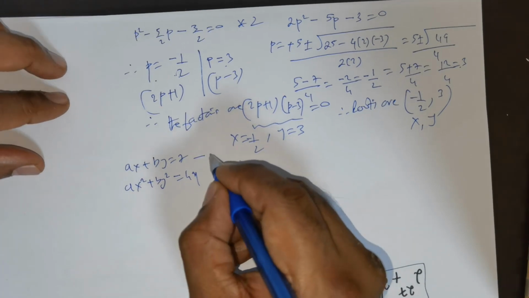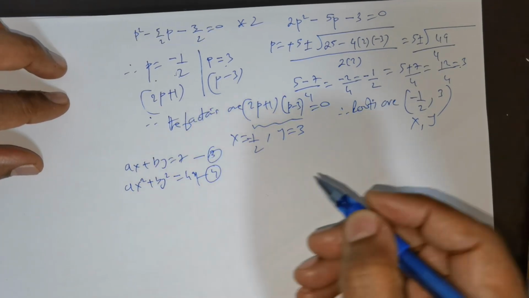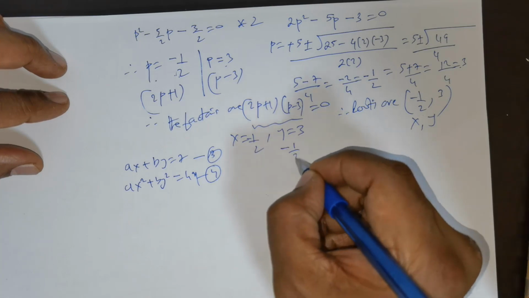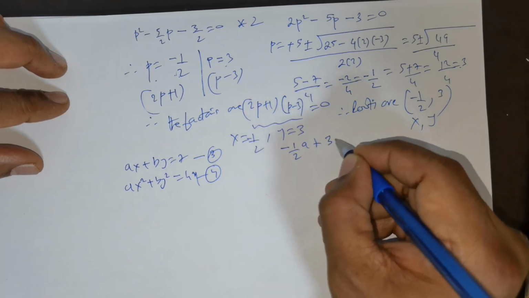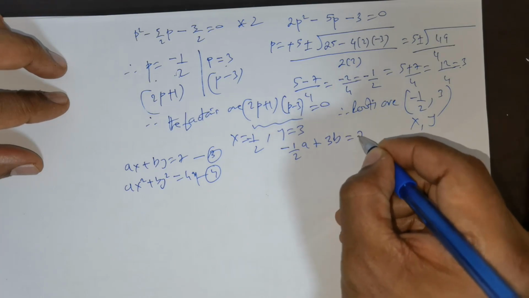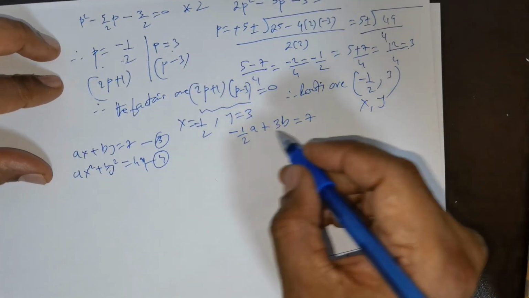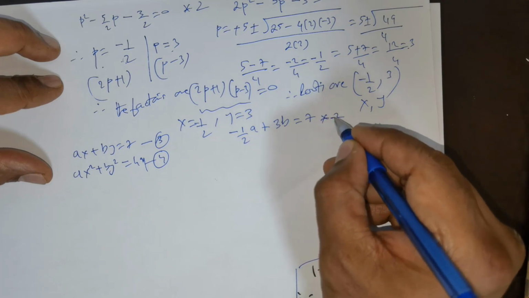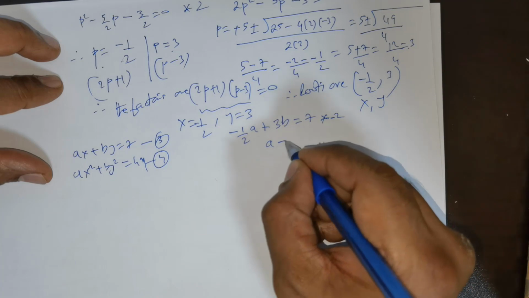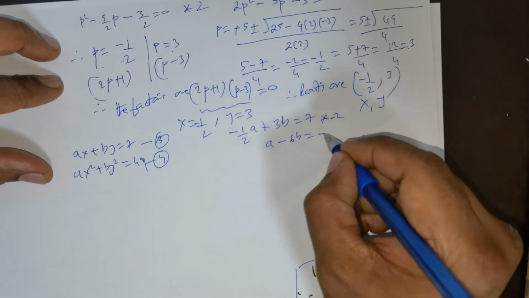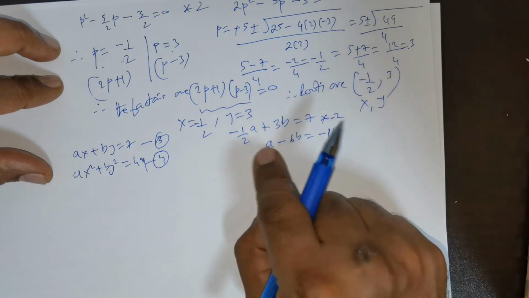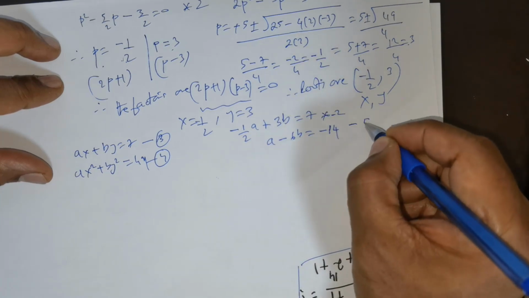So if I take this as 3 and 4, I substitute the x value and y value, and it is 3 times b is equal to 7. So if I multiply by negative 2 throughout, this is going to be negative 6b is equal to negative 7 times 2, which is 14. So I'm taking this as 5.